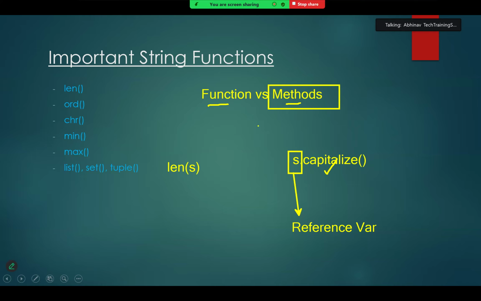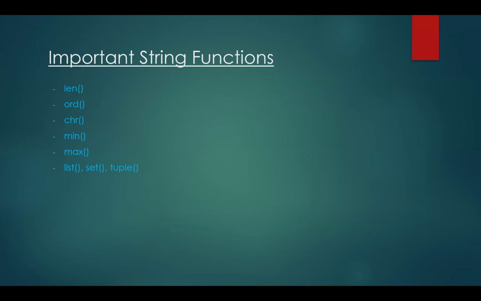If you are not sure whether it's a function or a method, this is the way by which you can recognize it. In methods, you use the reference variable, which is a string variable in that case, then a dot and then some method name. Whereas in a string function, you pass the string variable as a parameter in that function. So that's the difference. Let's see these important string functions.